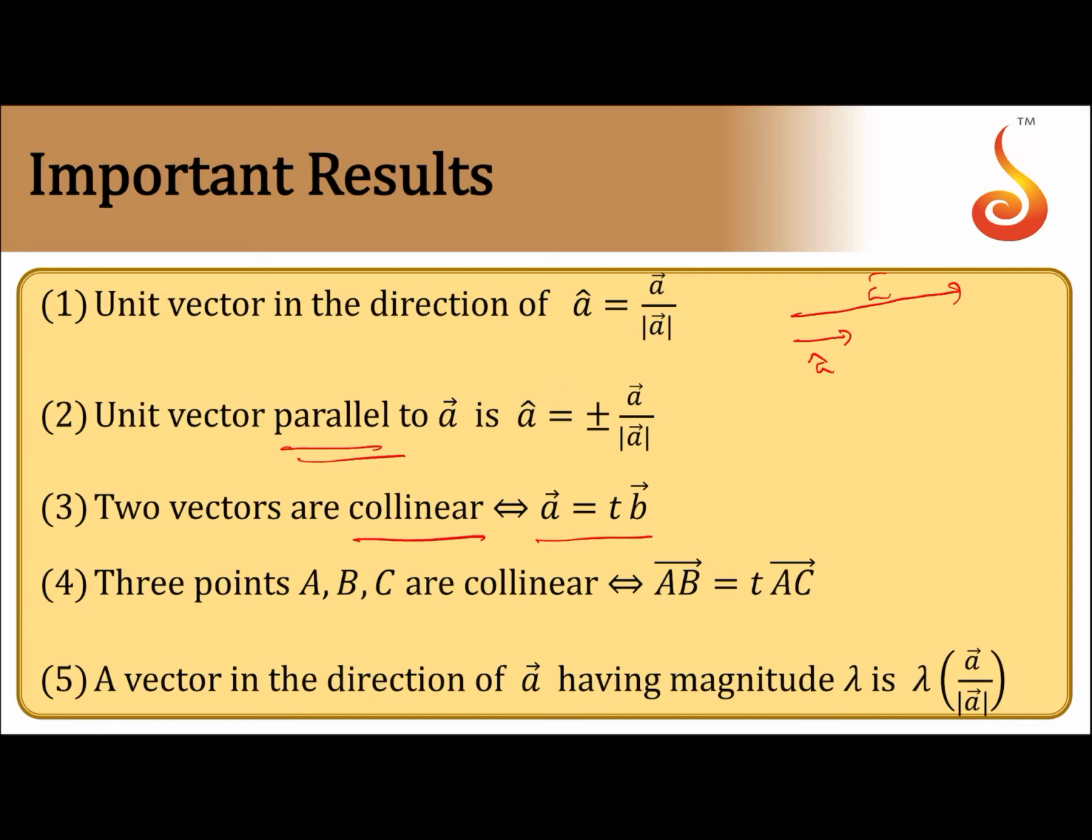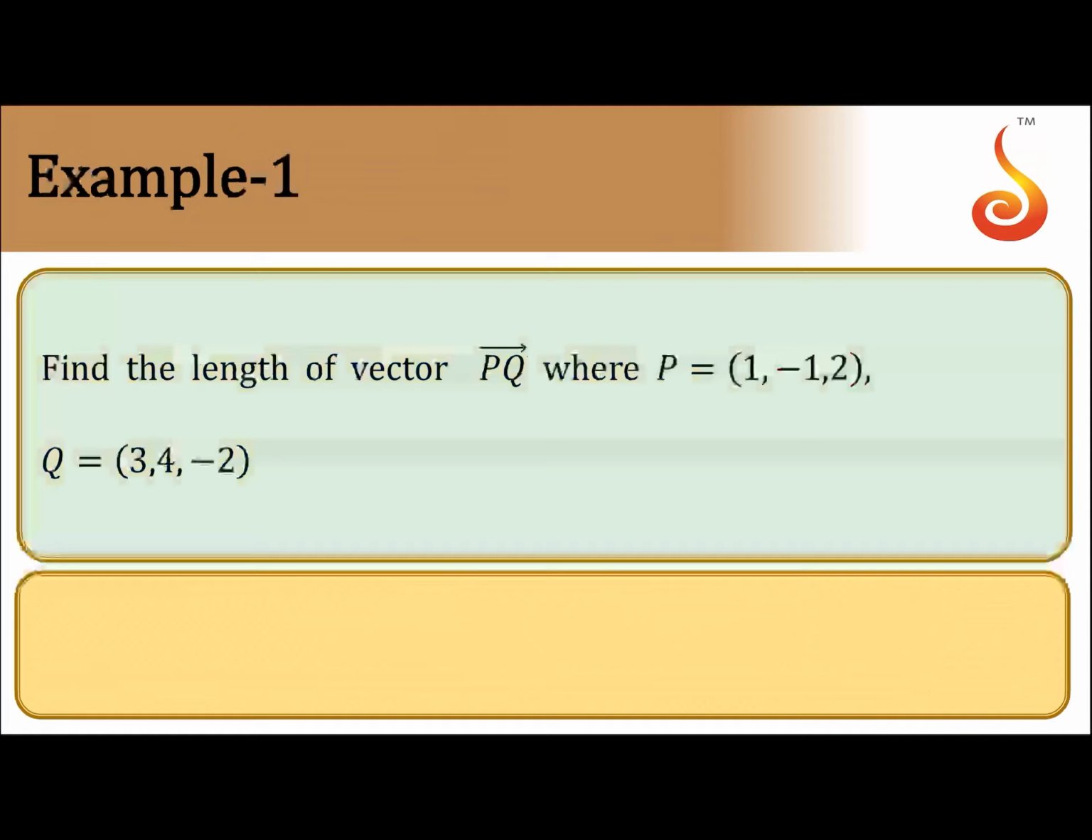Two vectors are collinear means one is a scalar multiple of the other one. When three points A, B, C are collinear, we can write two vectors, AB vector and AC vector, and one can be written as a scalar multiple of the other one. And a vector in the direction of a having a given magnitude is given by the unit vector multiplied by the magnitude. Now we take up some examples based on these concepts.